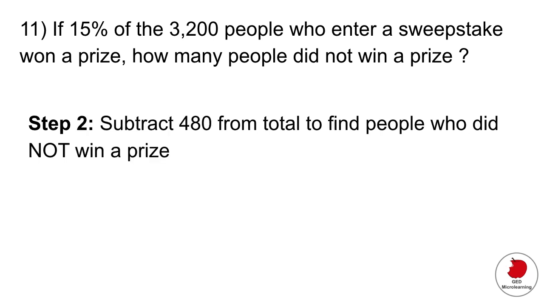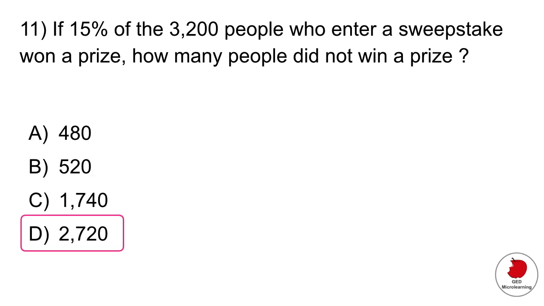Okay, step 2 is now subtract those 480 who won a prize from the total number of people to find out how many people did not win a prize. So we would say 3,200 minus 480, that gives you 2,720 people who did not win a prize. So that is answer D.